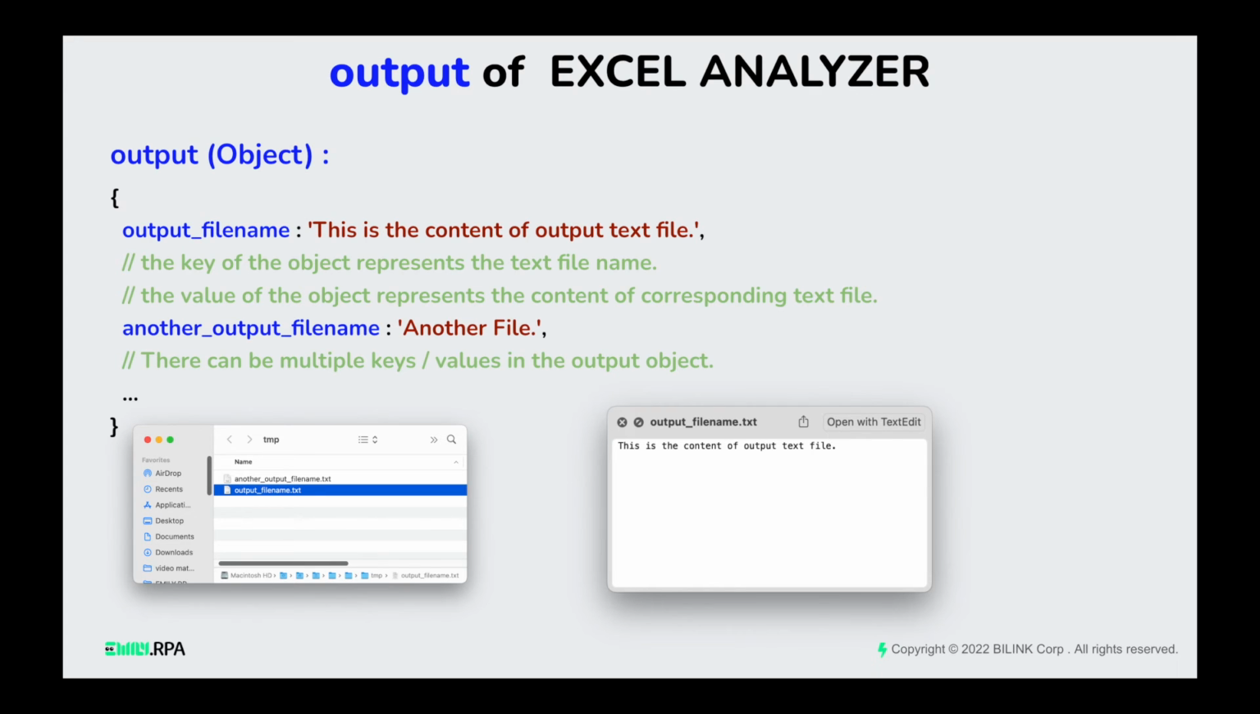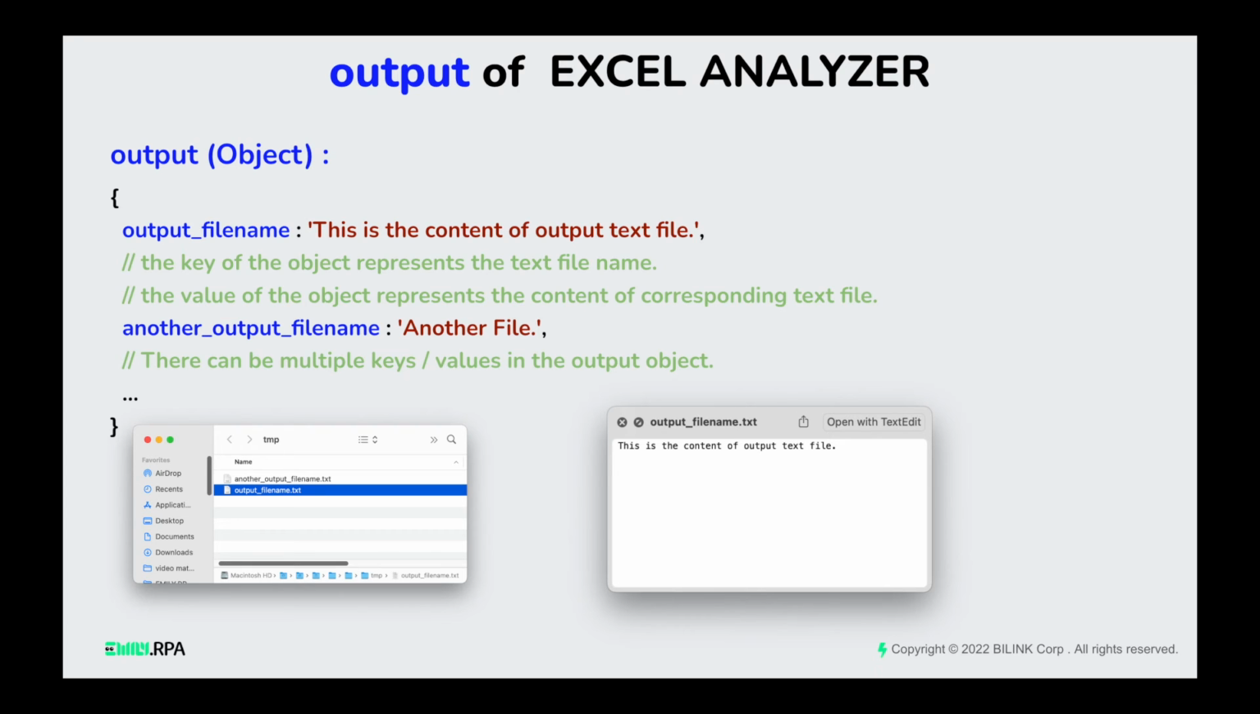Take the output on the screen as an example. The first key, output_filename, in the output object represents the output of a text file named output_filename.txt, and the value corresponding to the key is the content of the text file. If there is more than one key-value pair in the output object, Emily will output more than one text file. So after Emily outputs according to the variable on the screen, it will output two text files like the picture below.